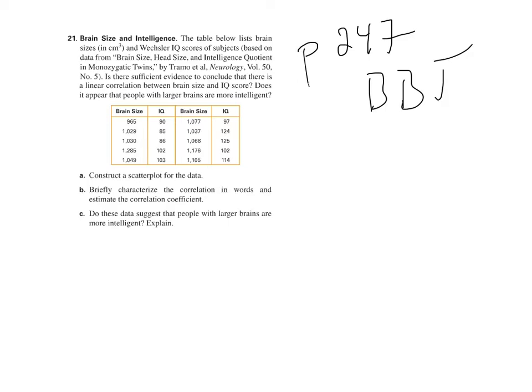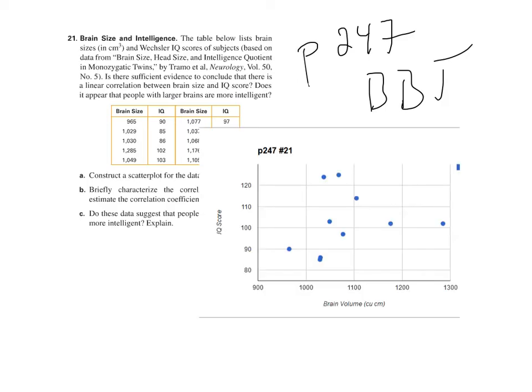So they want us to decide if there's a relationship between the volume of a person's brain and intelligence, at least as measured by the IQ test. So they want us to do a scatter plot. It's always good to graph your data. So when I'm looking at the scatter plot, I see a pretty weak positive correlation.